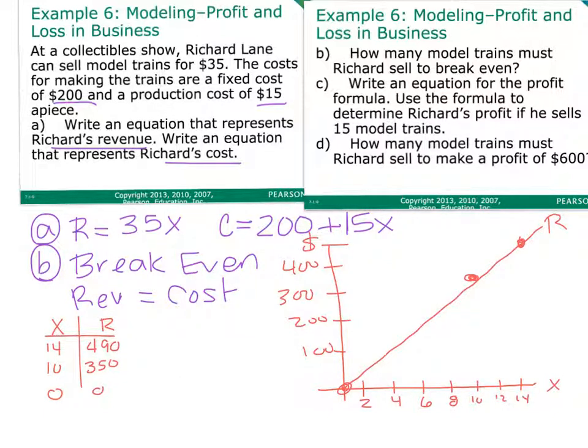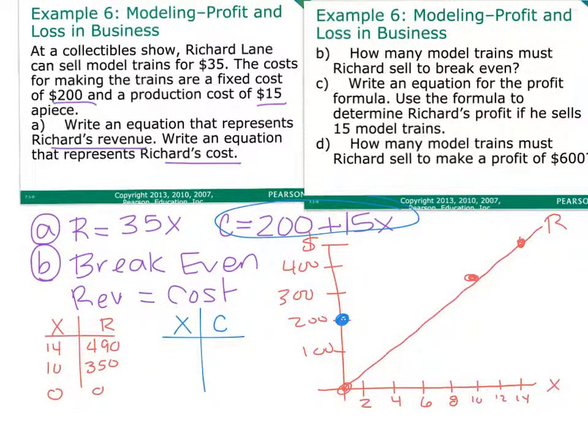Okay, now we need to do the same thing for the cost. The cost should be a little bit easier because you know the y-intercept. If he sold no trains at all, or made no trains at all, he would still have to pay his fixed cost of $200. But if you want, you could do a little table as well. And we could pick the same points if we wanted.